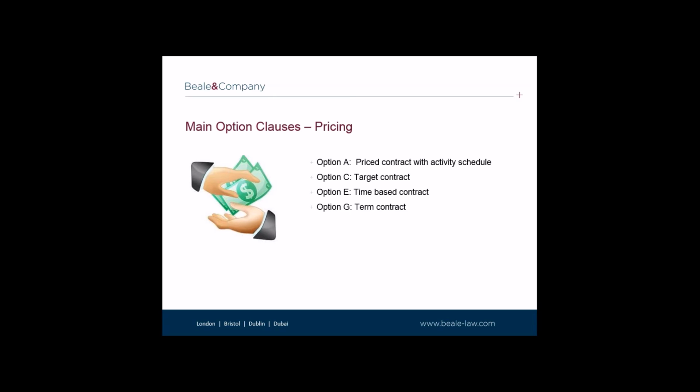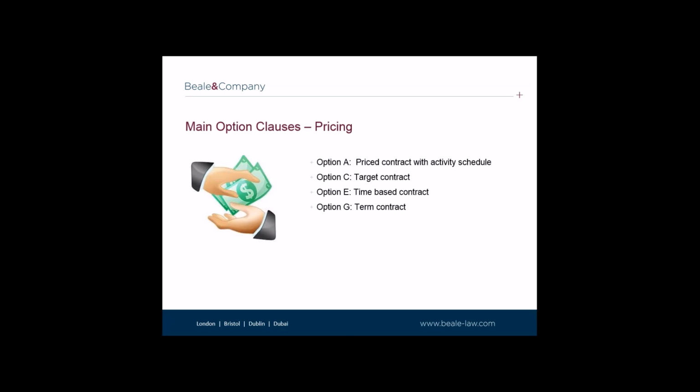Option A is the priced contract with an activity schedule and is perhaps the simplest pricing model. The activity schedule sets out all the activities or services to be provided by the consultant. The consultant then prices the activity schedule as a fixed fee. The drafting then provides a number of additional clauses which set out how that pricing model affects such things as the programme and compensation events.